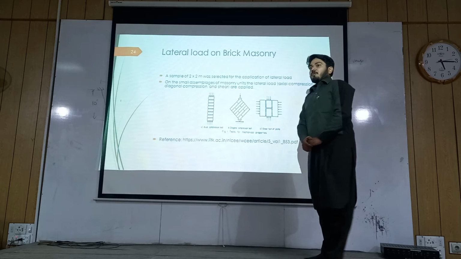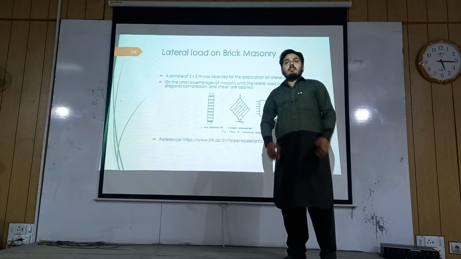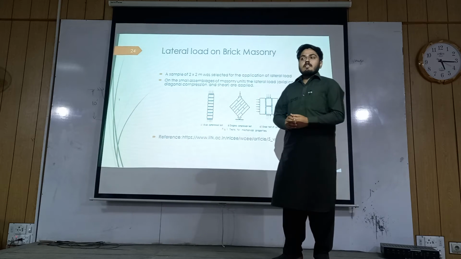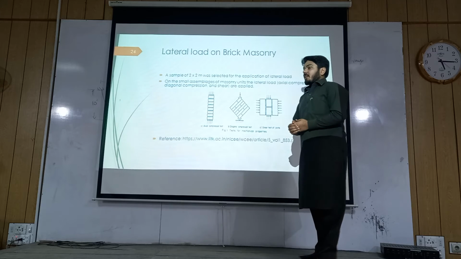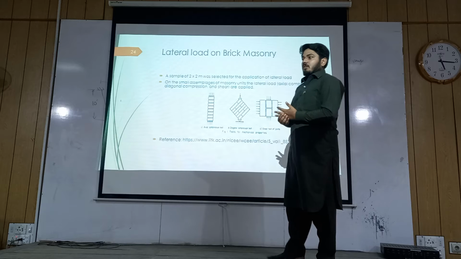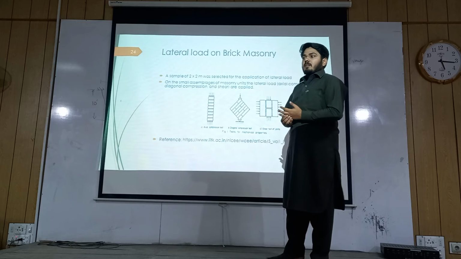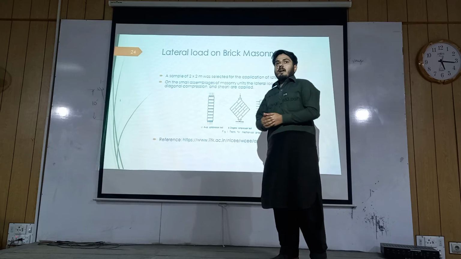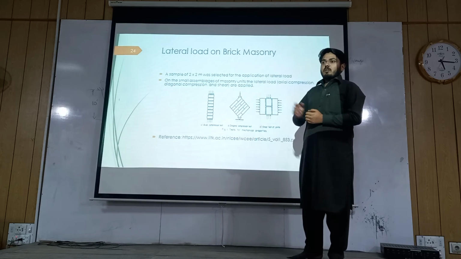Lateral load. First of all, we will know about the lateral load. What is lateral load? The load which is applied to the structure, parallel to the ground, is known as lateral load. There are three types of lateral load. Number one is earthquake load, seismic load. Number two is wind load, and number three is water pressure load. We will study here the earthquake load, that is lateral load, seismic load.